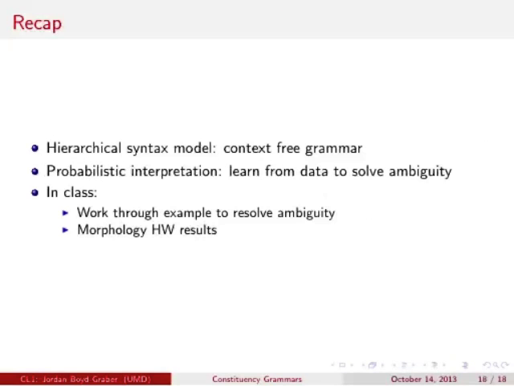Recap for today, we talked about a hierarchical syntax model called a context-free grammar. We extended that with a probabilistic interpretation so that you could learn to solve the problems of ambiguity. And in class, we'll work through some examples of parsing a sentence using a PCFG, and we'll discuss some morphology homework results.